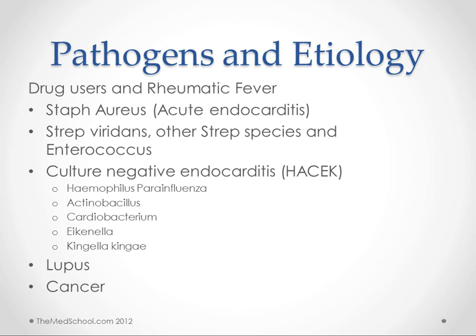If you have no positive blood cultures, but all of our other Duke criteria suggest we have endocarditis, then we want to start looking at the HACEK organisms. These are the ones that don't show up regularly on a culture. They're hard to culture for. So Haemophilus parainfluenzae, Actinobacillus, Cardiobacterium, Eikenella, and Kingella kingae. So Eikenella and Kingella kingae both are associated with bites. So if you've been bitten by somebody and think you have endocarditis, please tell your doctor to order workup for HACEK.